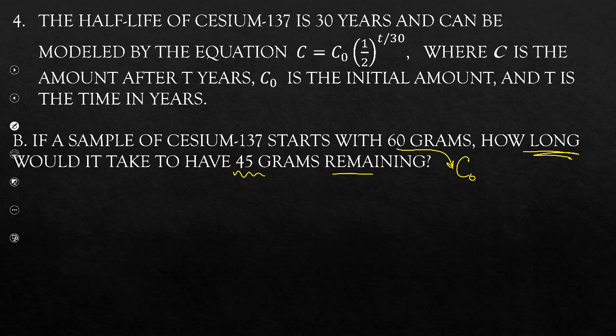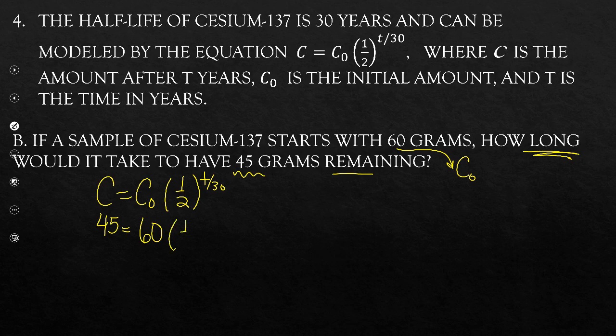Okay, so back to our formula. C equals C sub 0 times 1/2 to the power of t over 30. They tell us the initial amount to be 60. They tell us we want to know how long does it take to be 45. So they also tell us that final amount. And then we would substitute that C with 45, and then the remainder of the equation stays the same. So 45 equals 60 multiplied by 1/2 to the power of t over 30.